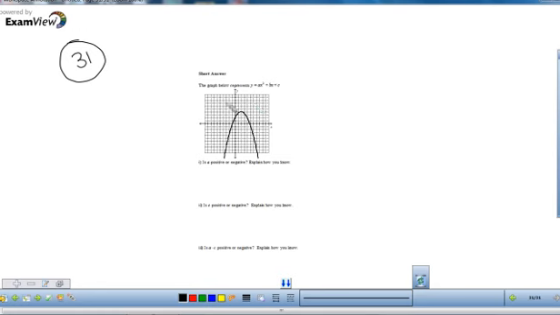Okay, so the graph represents the parabola, so is A positive or negative? Since it's going down, it's going to be a sad face, so A is negative. Because the graph is going down.